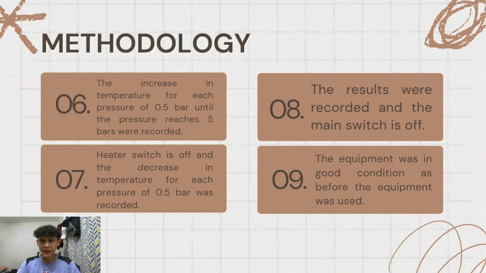Next, number 6, the increase in temperature for each pressure of 0.5 bar until the pressure reaches 5 bar was recorded. 7, the heater switch is off and the decrease in temperature for each pressure of 0.5 bar was recorded. Number 8, the results were recorded and the main switch is off. And lastly, the equipment was returned in good condition as before it was used.